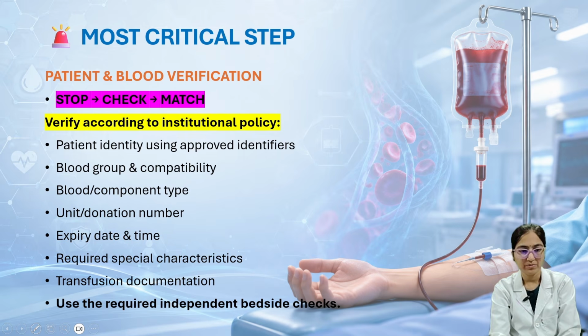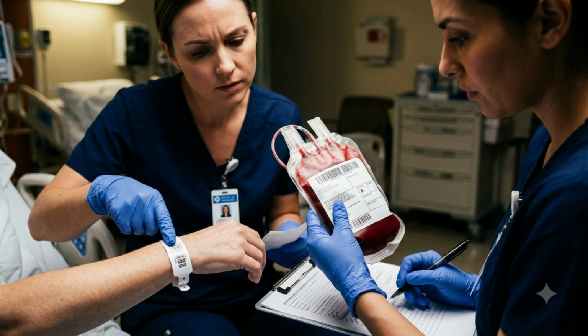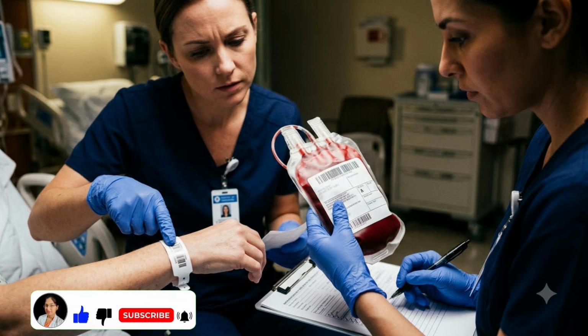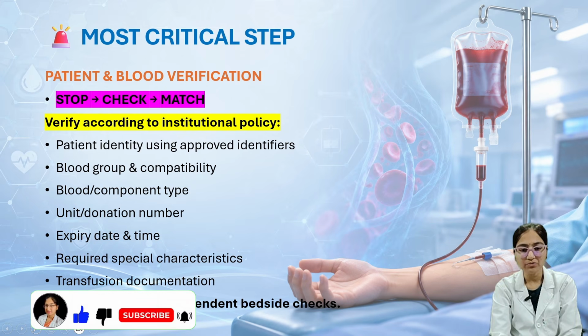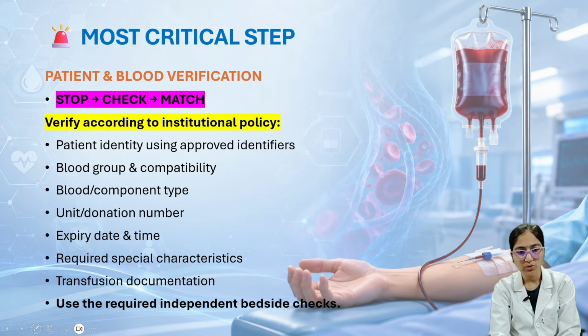Most critical step. Patient and blood verification. This is very important. We need to stop, check, match. That is verify according to institutional policy. Patient identity using approved identifiers. Blood group and compatibility. Blood or component type. Unit or donation number. Expiry date and time. Required special characteristics. Transfusion documentation. Use the required independent bedside checks. This is the most critical step.